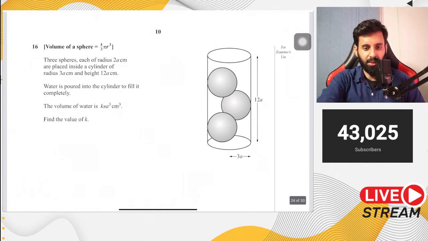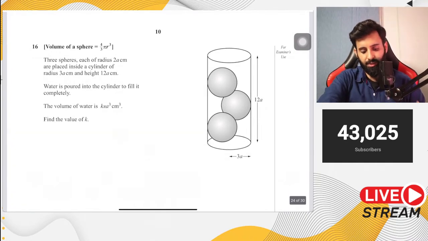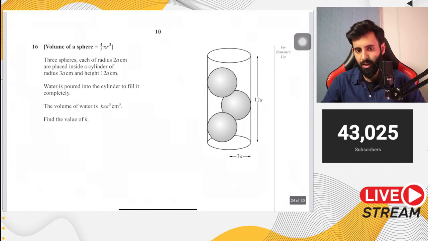So this question says, you have 3 spheres, each of radius 2a centimeter, placed inside a cylinder of radius 3a and height 12a centimeter. Water is poured into the cylinder to fill it completely. The volume of water is k pi a cube. Find the value of k.